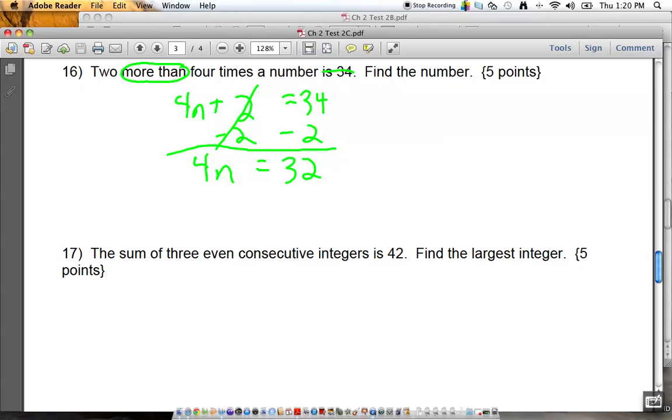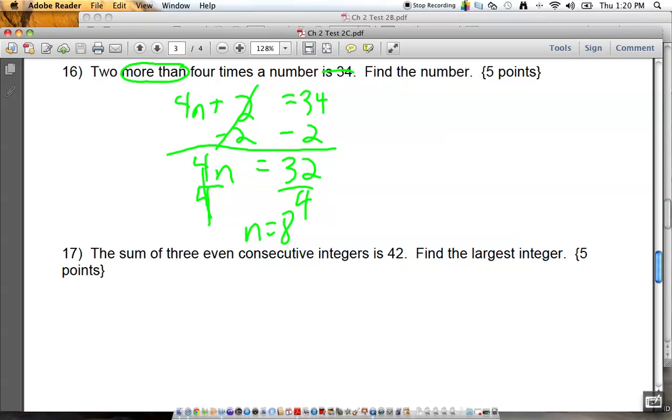No. It says 4n. That means 4 times n. What's the opposite of 4 times n, Rach? Division. So I'm going to divide both by 4. 32 divided by 4 is 8. And that's my correct answer. Okay? So now what I'm going to do, are there any questions about this?